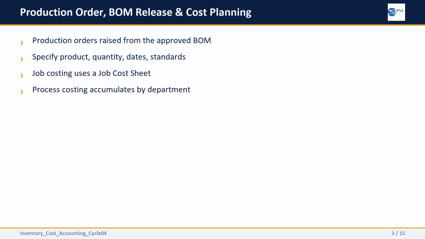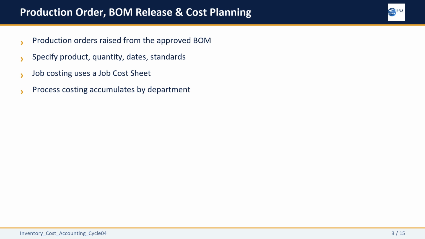Here is the key thing about how costs get tracked. In job costing, each order gets its own job cost sheet that accumulates actual direct materials, direct labor, and applied overhead. In process costing, costs are accumulated by department for the whole period and divided by equivalent units. Same standards as a benchmark, different tracking.